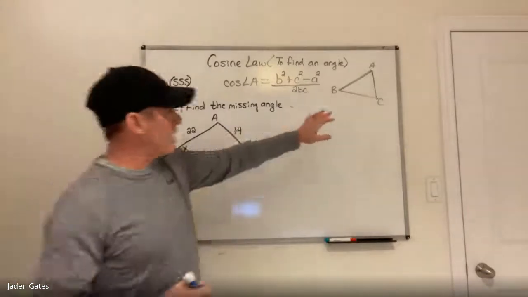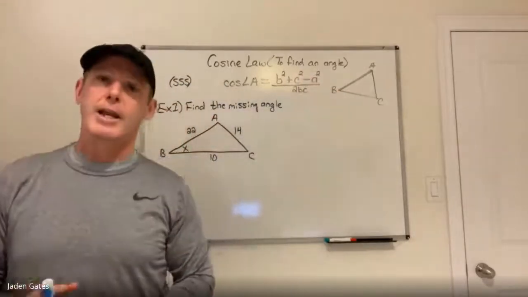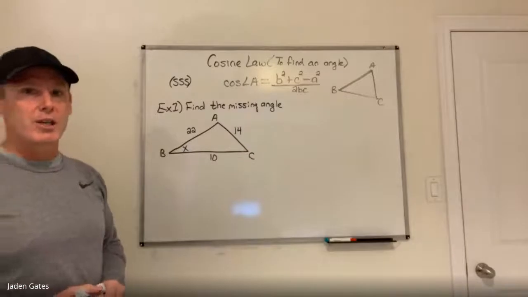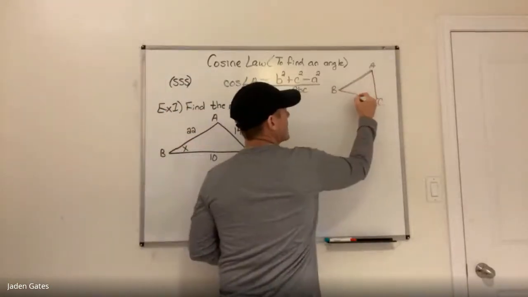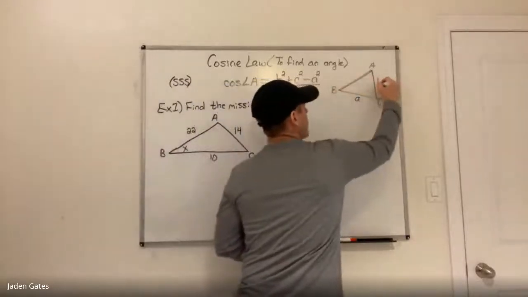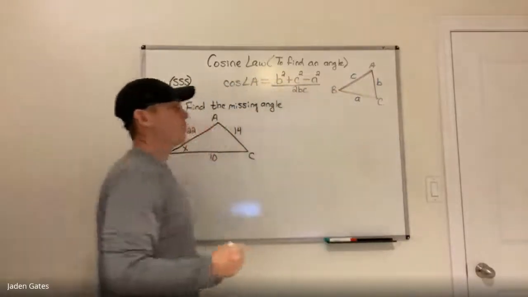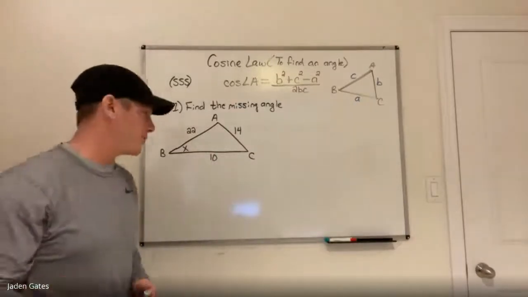Now, just a little recap of these little A's, B's, and C's when we're looking at the side lengths. Again, it matters which side's which. If you have an angle A, side A is across from it. Same thing with angle B, side B is across from it, and obviously the same thing with angle C. So the sides for the sine law and the cosine law are labeled the same.